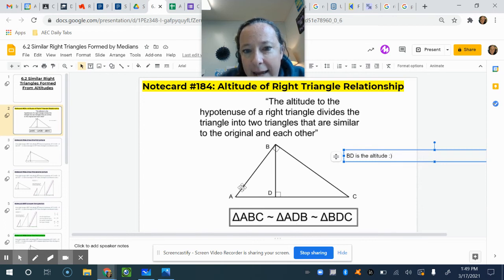Let's think about it. AB is the smaller leg of the big triangle. And if I look at this one, AD is the smaller leg of this triangle. So AB is going to match up with AD. Okay, and then look at this right triangle. Which one's the smaller leg, BD or CD? It's BD. So BD is going to match up there. You might have to rewind me and listen to that again because that's a lot to think about.